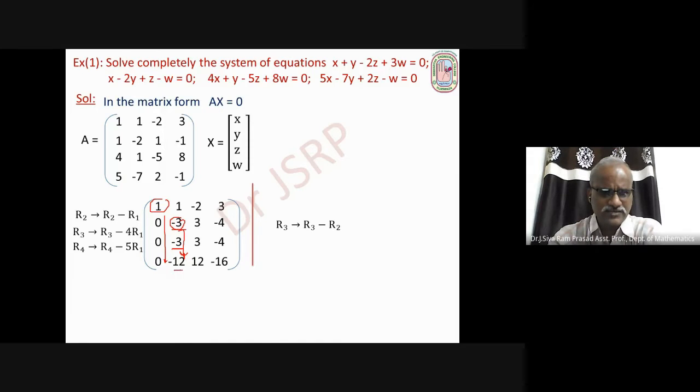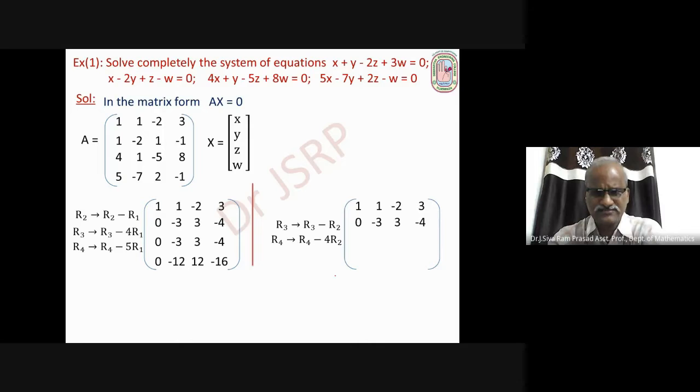Next, in fourth row, here we have minus 12. Here we have minus 3. So multiply second row by 4 and subtract. Okay. So R4 goes R4 minus 4R2. Now first two rows are as it is. Take R3 minus R2. This is R3. This is R2. So just subtract. So 0 minus 0, 0. Minus 3 minus of minus 3, plus 3, that is 0. 3 minus 3, 0. Minus 4 minus of minus 4, plus 4, 0.